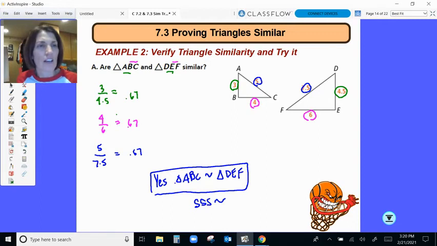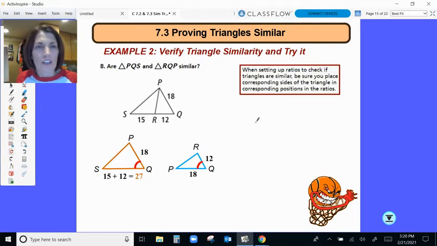Okay, all right, let's move on to the next one. These are overlapping. Are triangles PQS and PQR similar? The biggest mistake here is everybody wants to say PQ over PQ, but those are not the corresponding sides. Notice that PQ corresponds to RQ. So it's super important that you separate these triangles and get them corresponding to the sides they need to correspond to. I separated these out and put them in the position that they correspond.